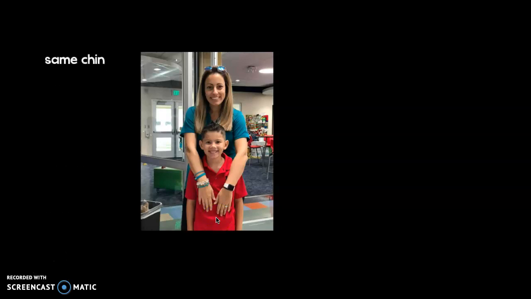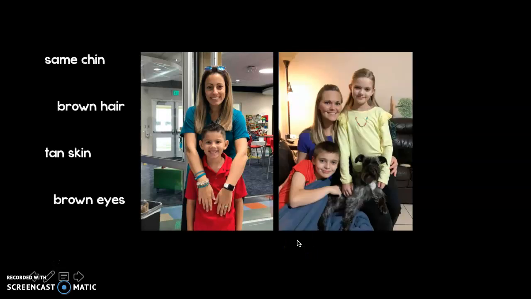I see that they have the same chin. They also have brown hair, tan skin, and brown eyes. That shows me that this mom and baby must be a match because they look similar.